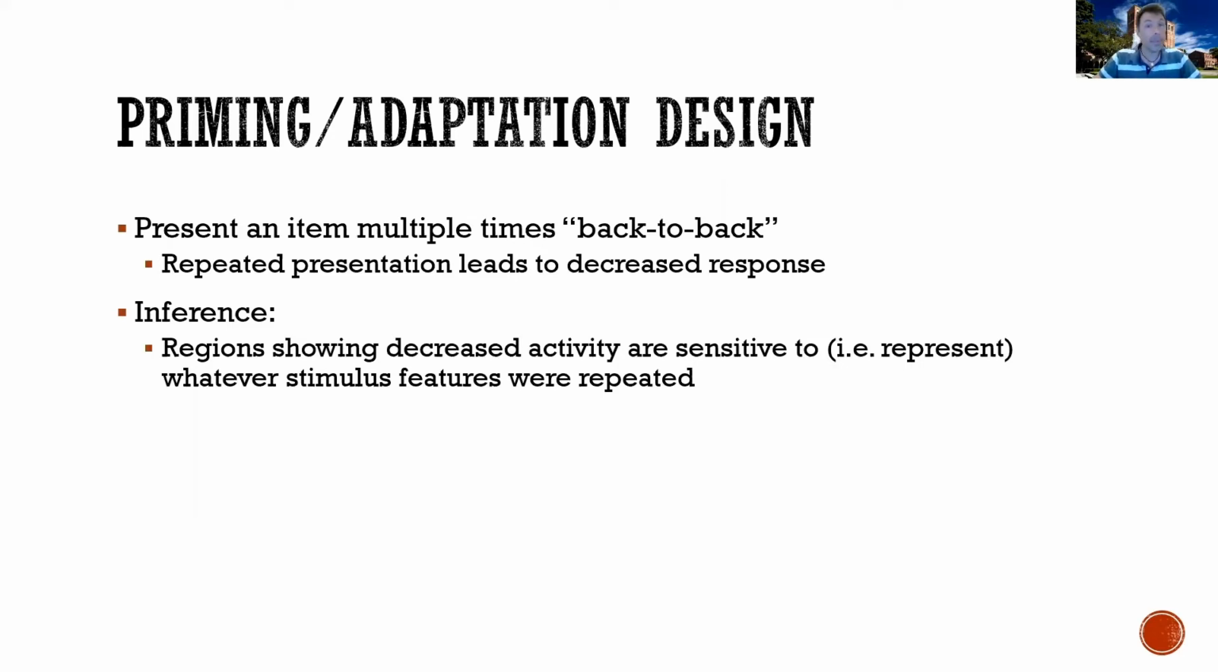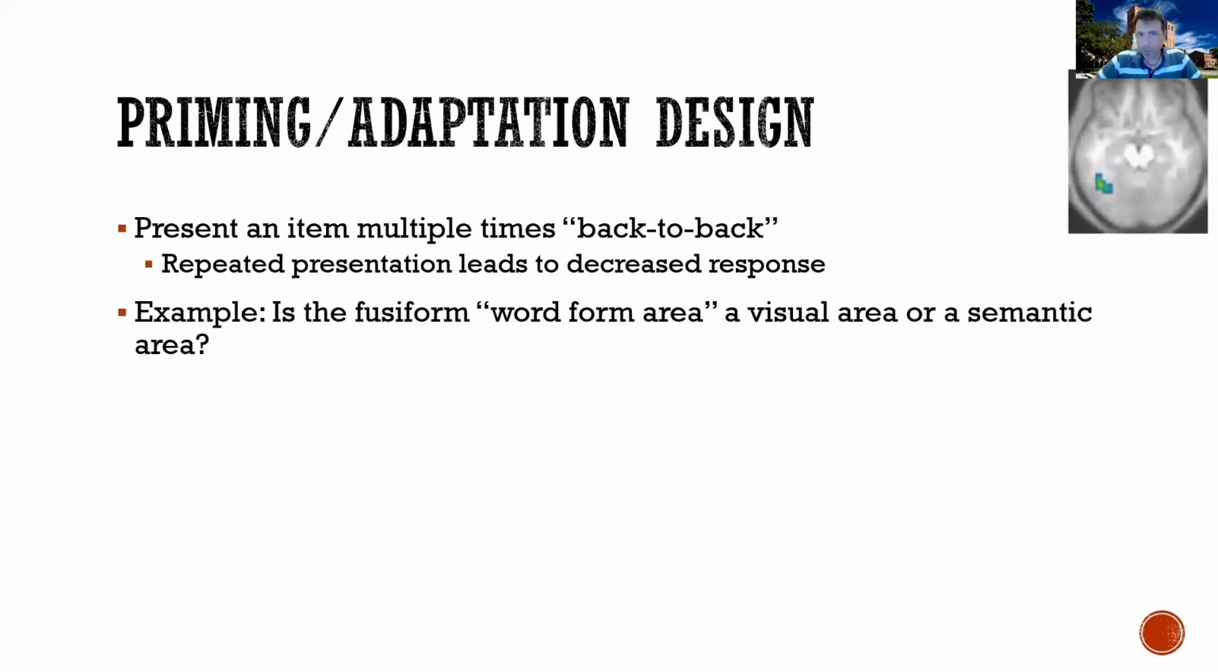And you can use this sometimes in very clever ways. In fact, let me give you an example. For a number of years, there's been a raging war in cognitive neuroscience. And the question was all about this little region right here in the temporal cortex, which is known as the fusiform word form area. And the debate was whether this region is a visual area, meaning it responds to the lines that make up words, or whether it's a semantic area, meaning it responds to the meaning of the words.